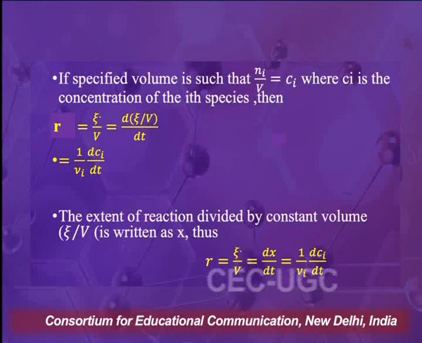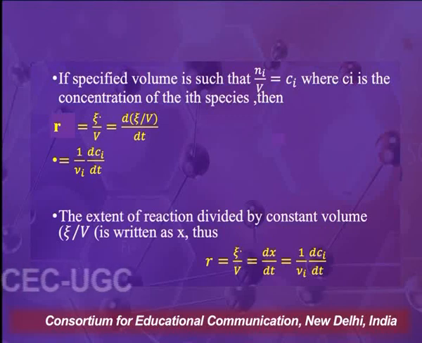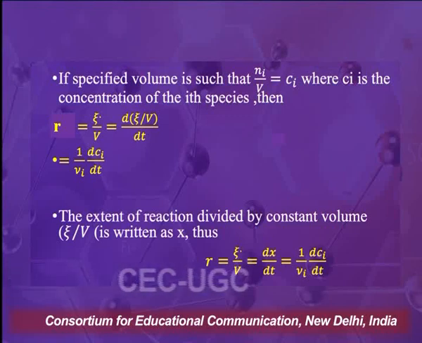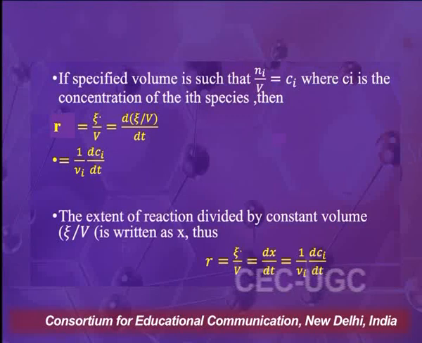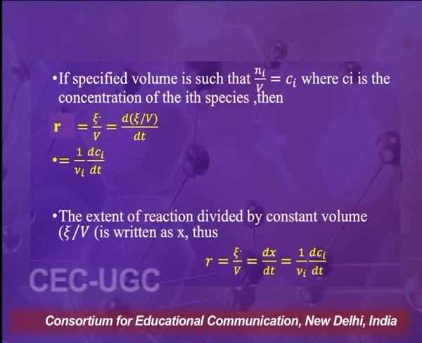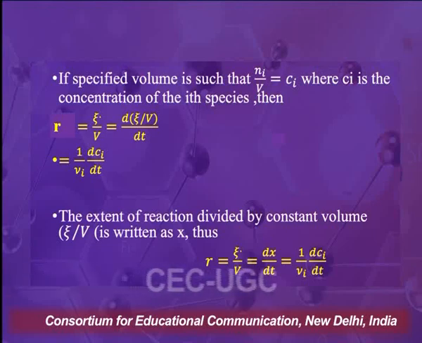So the extent of reaction divided by constant volume, ξ/V, written as x, makes the rate of the reaction R equal to dx/dt, which is equal to 1/νi dCi/dt. Now we have understood how to write down the differential rates for a particular reaction. Now coming to the rate law.